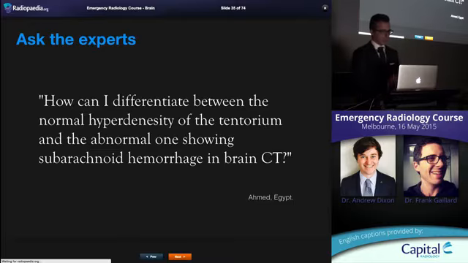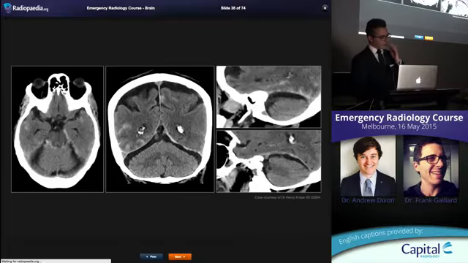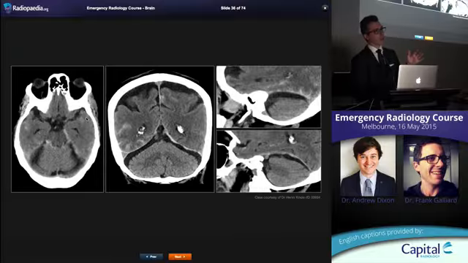From Ahmed in Egypt: how can I differentiate between normal hyperdensity of the tentorium and abnormal one, shown subarachnoid? This was usually more of a problem before we had routine cross-sectional CT, when, not that long ago, CTs were just producing axial images. The tentorium slopes on either side, like a tent, and you're cutting through it at an angle, and depending on the tilt of the patient's head, one side would often look a little bit hyperdense to the other, and it was quite hard to tell. You'd have to look for subdural elsewhere because usually it tracks up along other compartments.